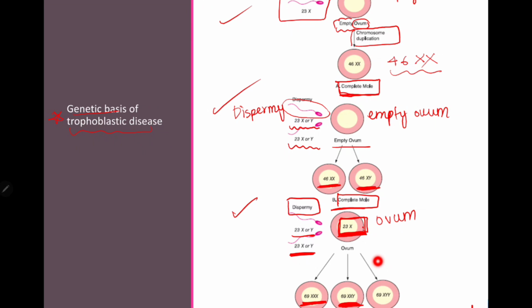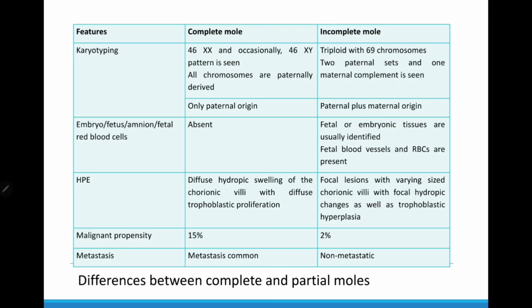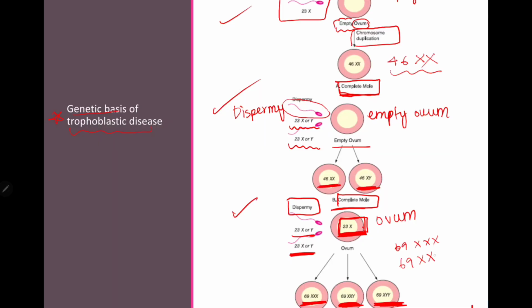And 23, 23 and XYY is 69XYY. So these 69XXX, 69XXY or 69XYY, all these are partial moles. All these result in a partial mole. So this is the genetic basis of trophoblastic disease. Hope it's clear to you.